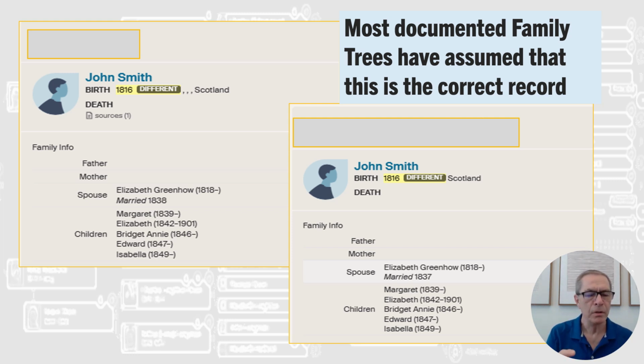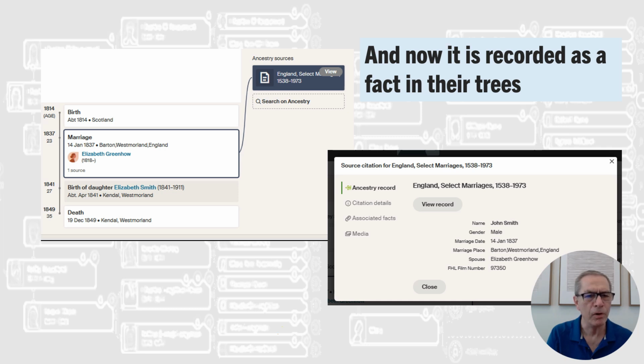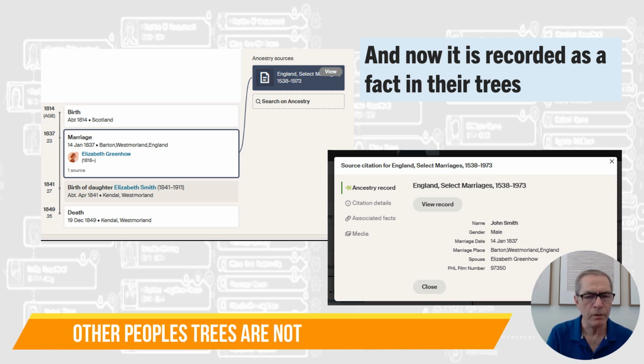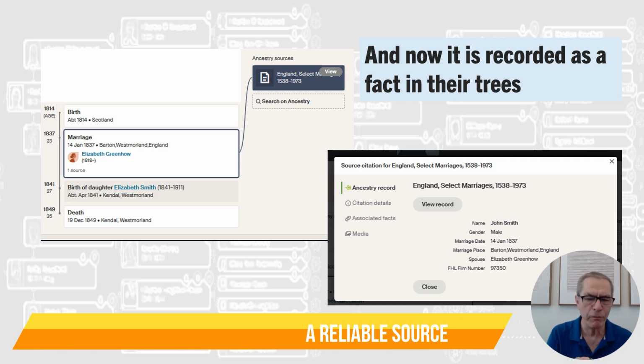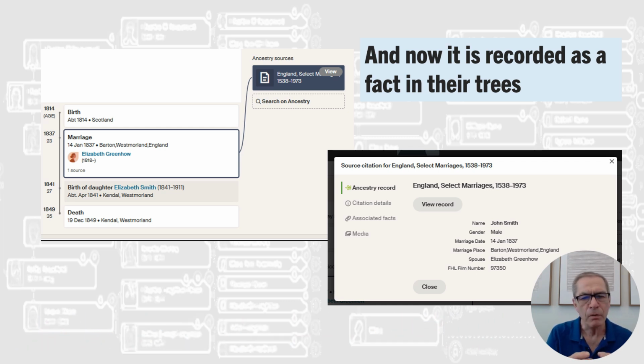I get hints all the time in Ancestry and looking at Family Search that this in fact is the marriage between John Smith and Elizabeth Greenhow. And we can see that this already is put as facts in many people's trees. Here they are recorded as facts in the trees that I looked at earlier. But obviously we'd never use information from somebody else's tree without fully validating and verifying the information. And also, this is just one record. This doesn't prove anything at all.